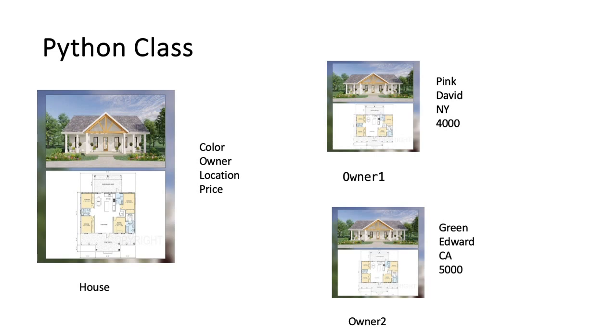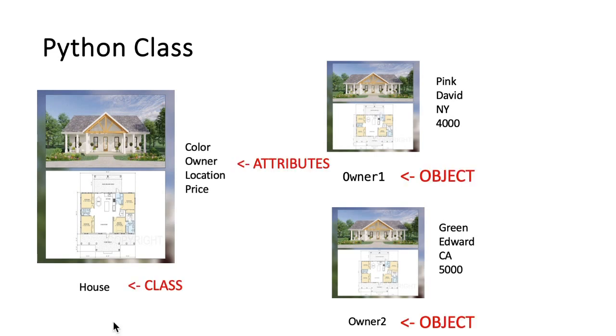In our example, the house is a class which has different attributes like color, owner, location, and price. We have two objects, owner 1 and owner 2. Each house has different characteristics. We have different attributes for each house to maintain its state. Let's say the price of the house in California is increased 5%, but the price of the house in New York remains the same. In order to modify the state of the attribute, we use methods.